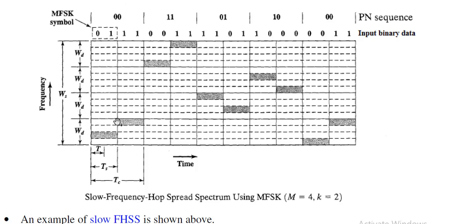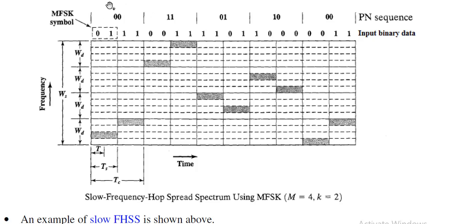This is the channel. Now we have TS and we have TC. TS is the time needed to encode a signal element or data, and TC is the time to hold a channel.